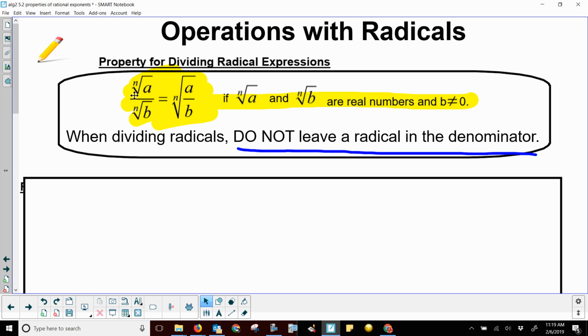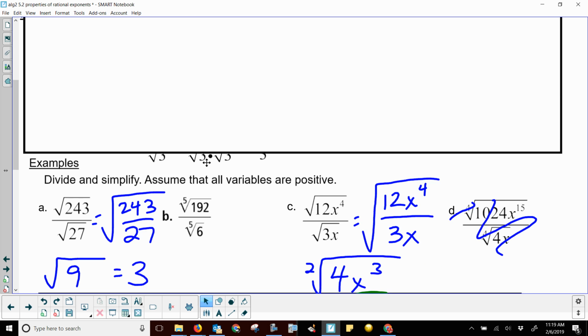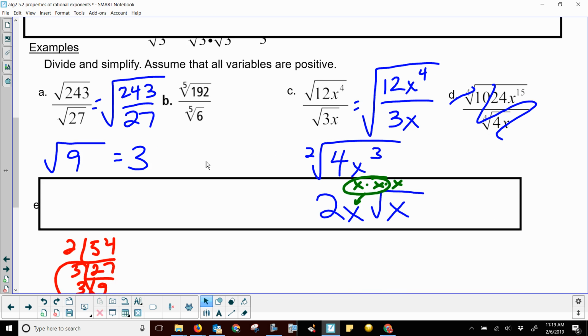Dividing, let's call them fractions. Basically, as long as they're the same root, we can piece them together and make one fraction, and obviously go the other direction. But we cannot leave a radical in the denominator. We cannot have a fraction left inside. So here's how we do it.